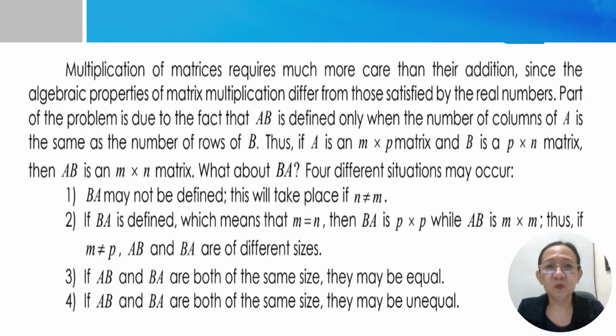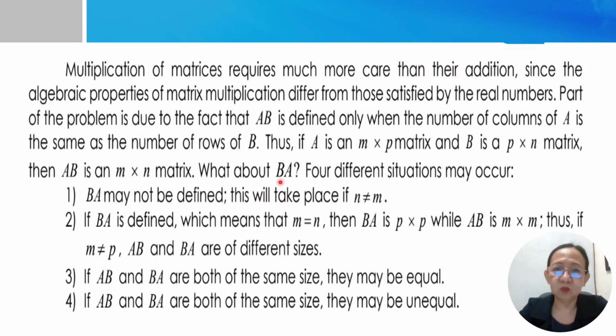Now, multiplication of matrices requires much more care than their addition, since the algebraic properties of matrix multiplication differ from those satisfied by real numbers. So part of the problem is due to the fact that AB is defined only when the number of columns of A is the same as the number of rows of B. Thus, if A is an M by P matrix, and B is a P by N matrix, then AB is an M by N matrix.